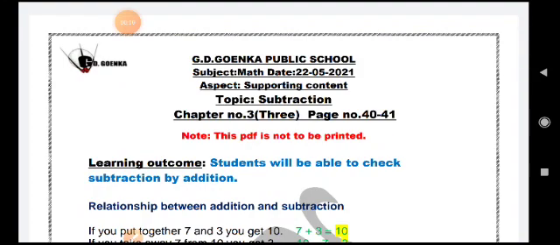Dear Goenkans, today the topic of our class is subtraction. And we are going to see what is the relationship between addition and subtraction. Also, we will check how we check our answer, that is the difference in subtraction, by addition. So let's start.